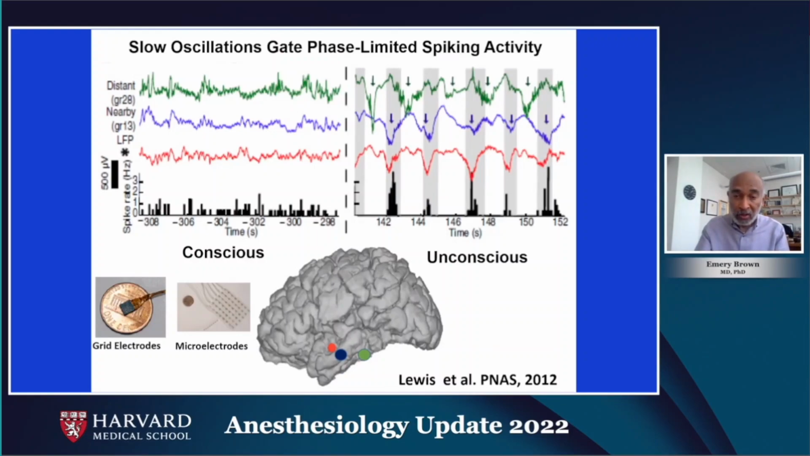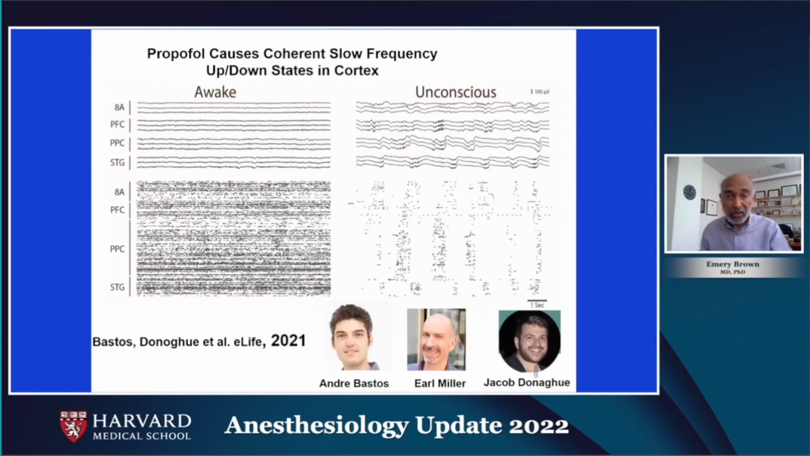And just to show you this in another representation, these are from recent experiments which we've been doing with Earl Miller at MIT, along with his postdoc Andre Bastos and our PhD student Jacob Donahue. This is from Jake's PhD thesis. So this is the animal, a non-human primate under propofol, or about to receive propofol, recording from 4 brain areas. So this is 8A, the frontal eye fields, the prefrontal cortex, the posterior parietal cortex, and the superior temporal gyrus, so the auditory areas. So these are 2 frontal regions. These are 2 regions which are more posterior.